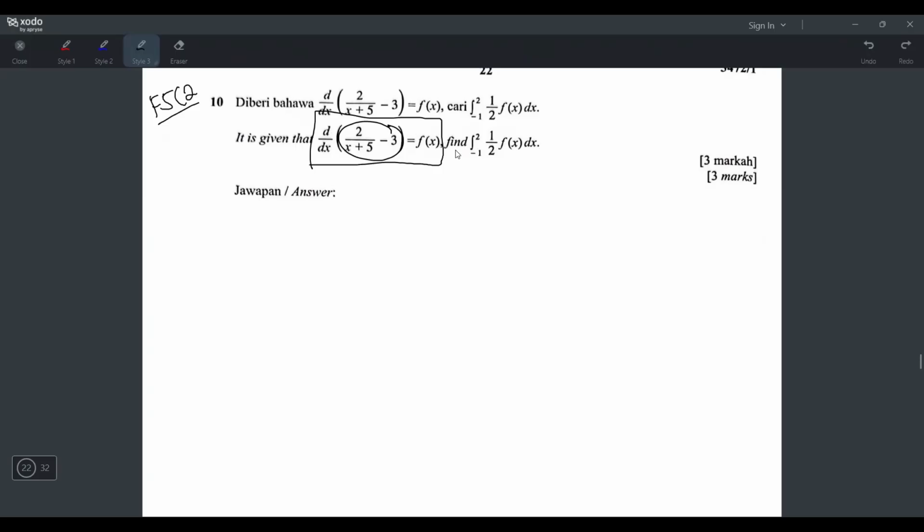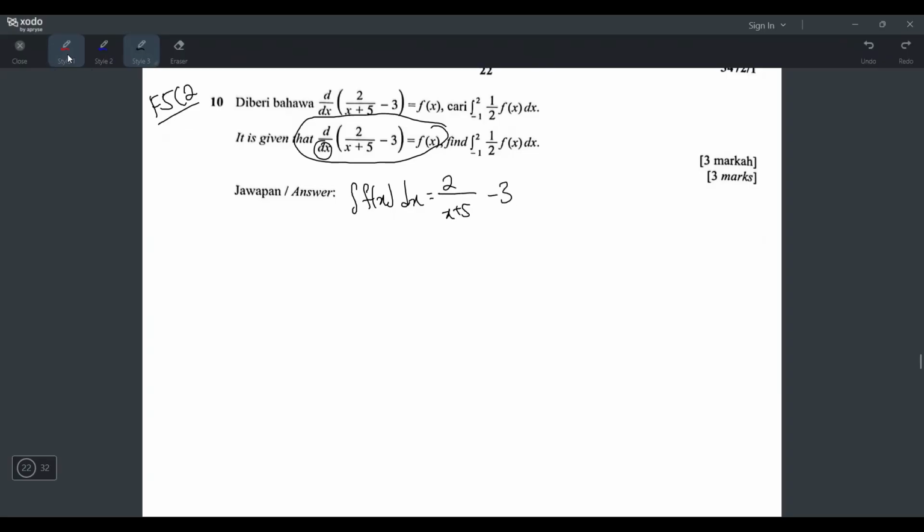So how? We convert the information so that it becomes integrate something equals something, because now it's differentiate something equals something, but I'm trying to do integration later. How do you convert? You can move the d to the other side. When you move the d to the other side, it becomes the integral symbol, and the fx stays there, and the dx sits at the bottom. Okay. And then the integral of fx dx will be this, 2 over x plus 5 minus 3.